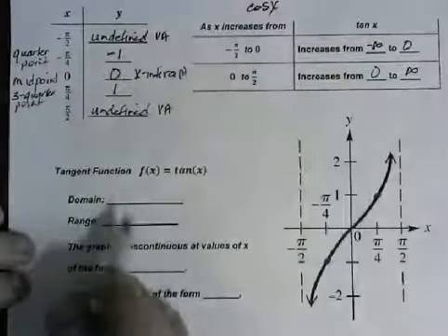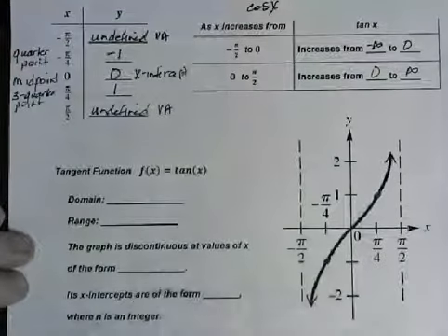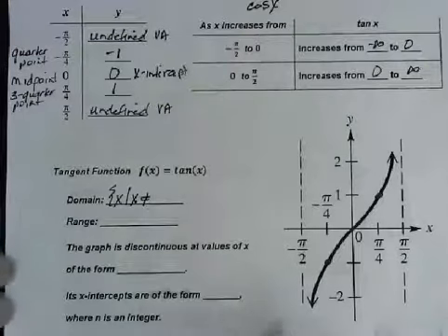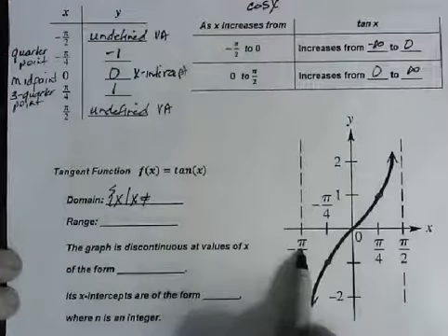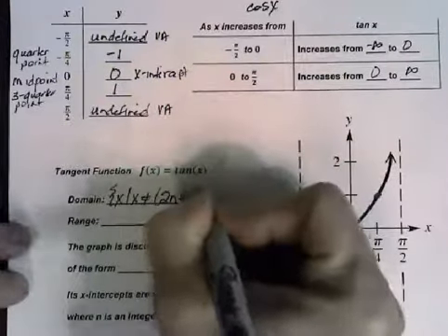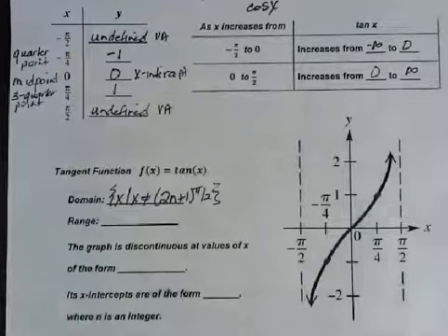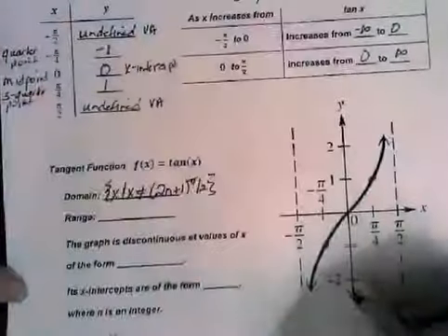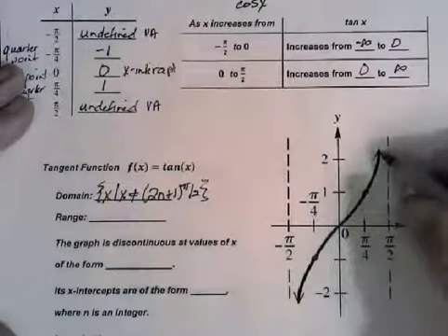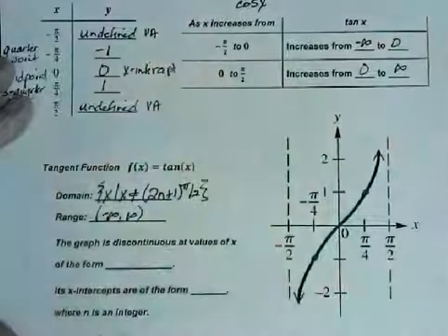If we look at the domain, what we have to do is leave out the x values where those asymptotes are. We're just going to put in here what x can't be equal to, and that is any odd multiple of pi over 2. We could write this as 2n plus 1 times pi over 2. So x can equal anything except for those values. The range, if we look at this going from bottom to top, we're going all the way from negative infinity up to positive infinity, and that gives us our range.